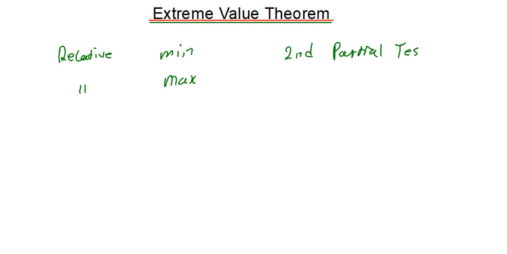The second partial test is really an interesting tool that we use to determine whether we have a relative min or relative max. And again, we have to keep in mind that we are talking about functions of two variables in this case. When you don't have a relative min and you don't have a relative max, what you're going to have are saddle points.